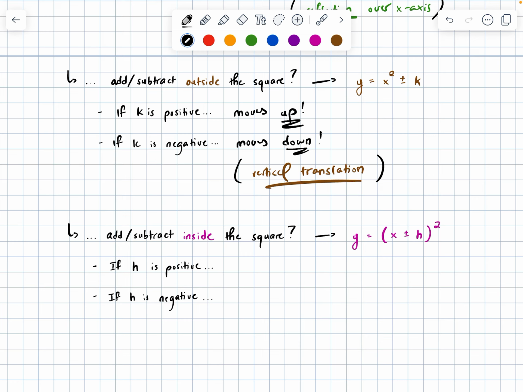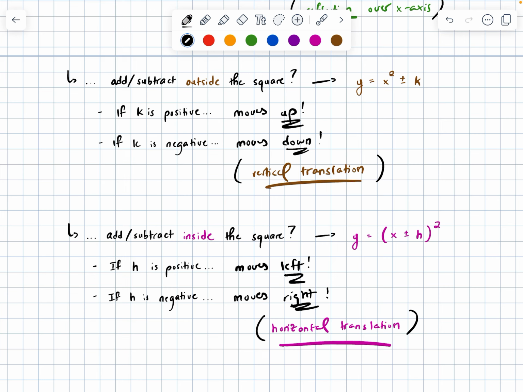So if h is positive, in other words, if I add inside of the square, my parabola shifts over to the left to undo that addition. And if I subtract, rather than moving left, it's the opposite of what I expect. Here, my parabola shifts to the right. The way that we worded this, right and left, tells me that I'm moving horizontally, and our formal word for shift is translating. So this gives us our horizontal translation.